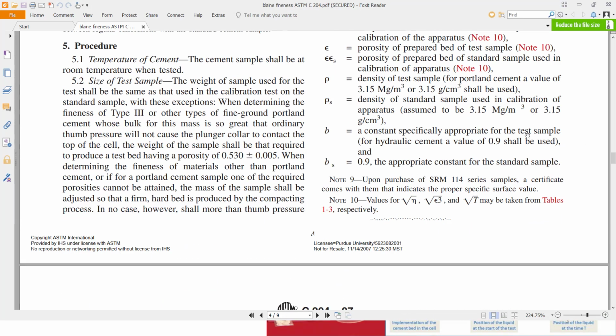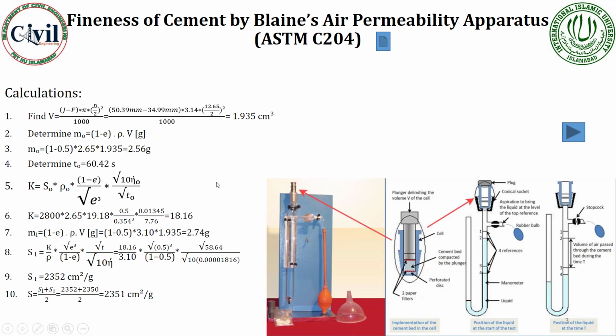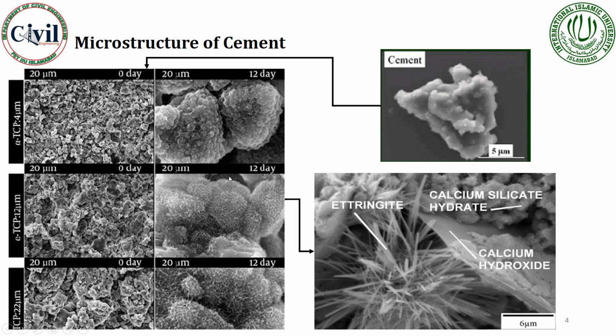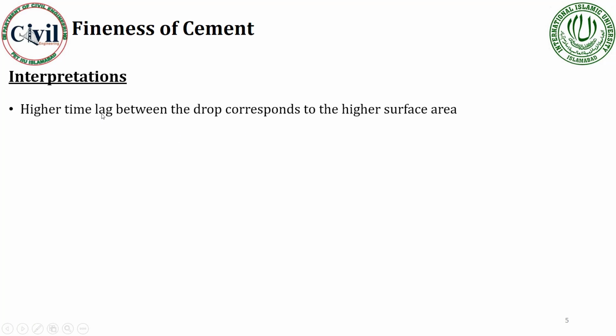So now we will discuss the different implications and interpretations of these results. Interpretations are basically: the higher the time lag between the drop, the higher would be the surface area. The main concept is the higher the surface area, the smaller the particle size, and the lesser the porosity. And it's very difficult for the air entrapped in the U-tube manometer to leave through the cell because of a higher surface area and lower porosity.